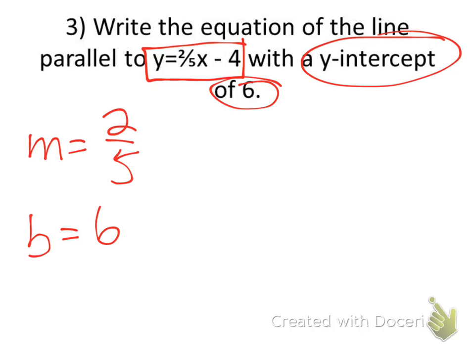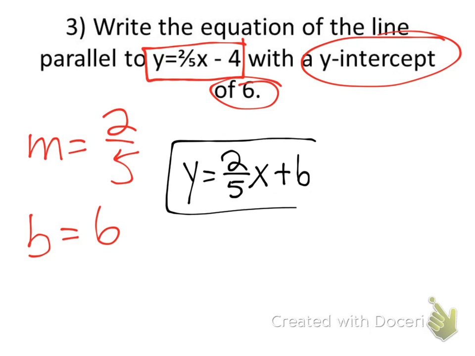So my equation is what? y equals 2/5x plus 6. The 6 is positive, so you want a plus 6. Raise your hand if you have any questions.